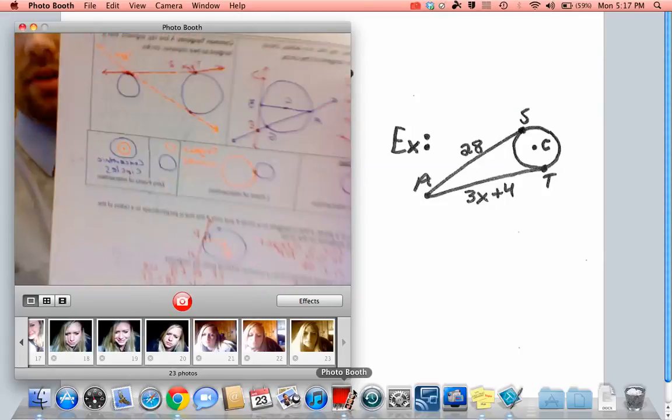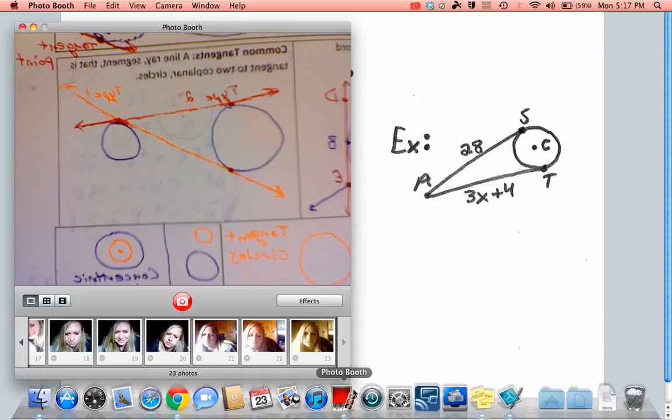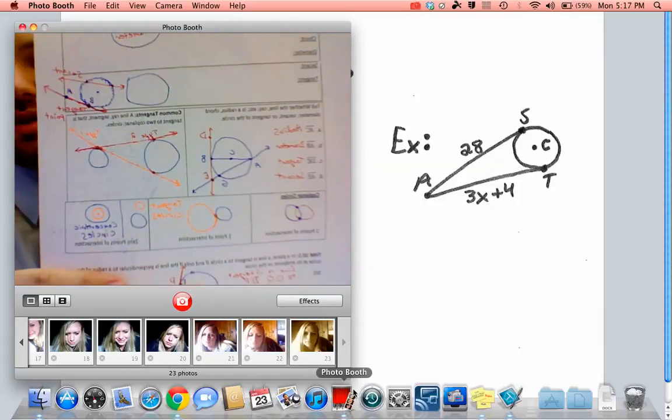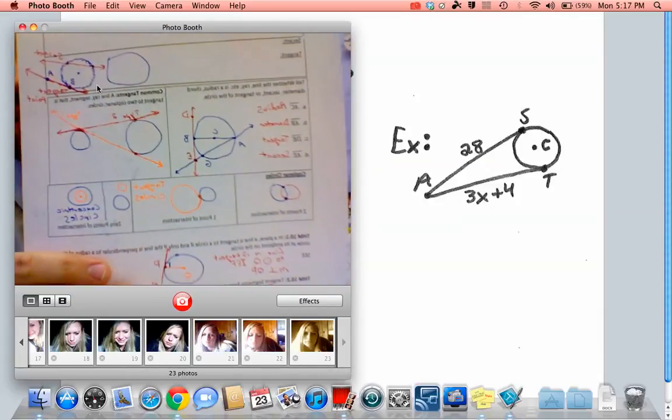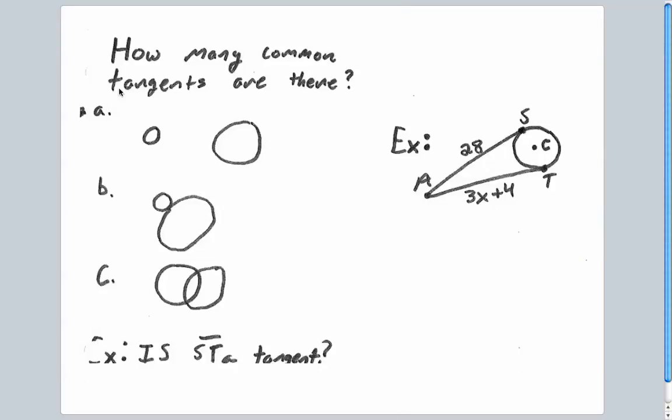If we look right there, of course it's backwards on your screen, but we've got two types of common tangents. The ones that go between the circles and the ones that go outside the circles. So using that knowledge, let's look at where our common tangents might be.